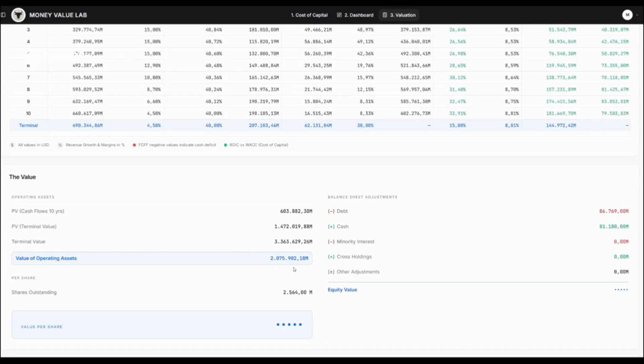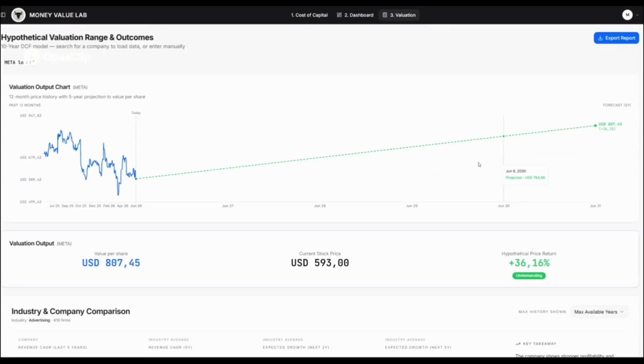Now I'm done. Here we have the operating value of the free cash flows that we get. Here we have the debt that we'll deduct, and then we'll add back cash. So let's see what the value is. Given my assumptions, I get that Meta is undervalued, and it should be valued at $807. Now you can click export, and then you can get the DCF in an Excel, and you can also get this in a PDF report. That's how simple it is.